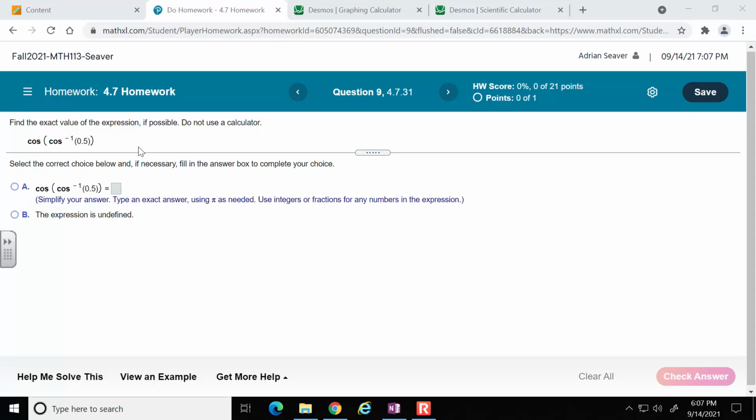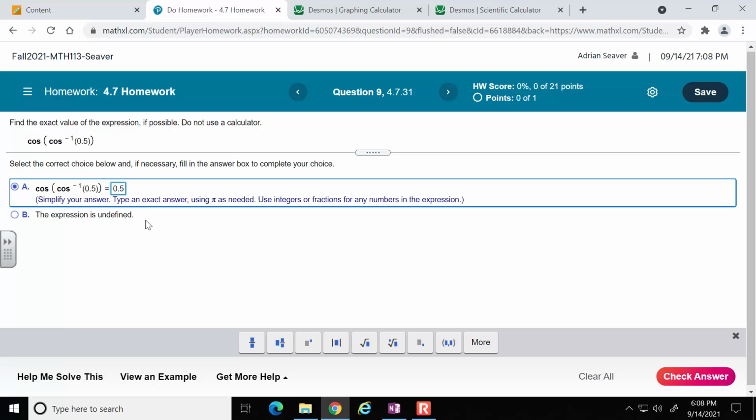Okay, so find the correct value. Inverse cosine of 0.5, cosine of the inverse cosine of 0.5. So what do you think this is? Is it undefined or does it exist? It exists, right? My outer function is cosine, so for this to be able to be 0.5, it has to be between -1 and 1, and it is in this case.